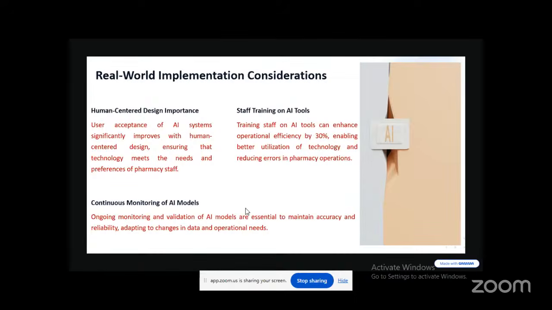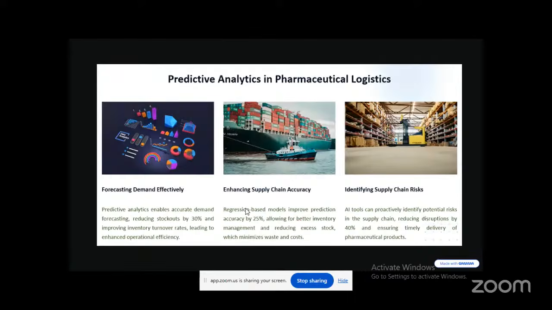Coming to staff training on AI tools, these can enhance operational efficiency by 30% in the non-operating part. Continuous monitoring of the AI model, ongoing model monitoring and validation, is very much essential to maintain accuracy and reliability, adapting to changes in the data and operational needs. So, based on current changes and seasonal variations, this real-world implementation can help us with predictive analytics in pharmaceutical logistics.